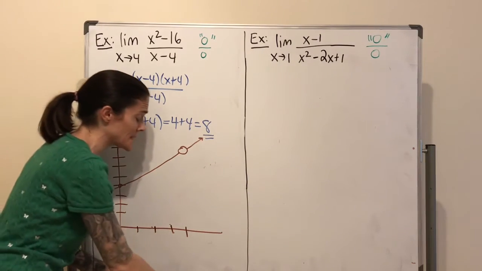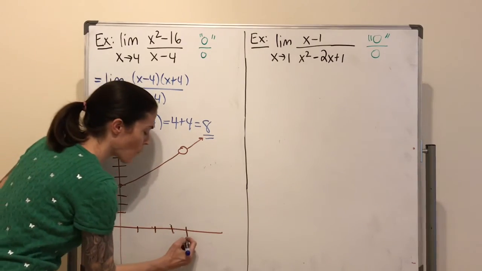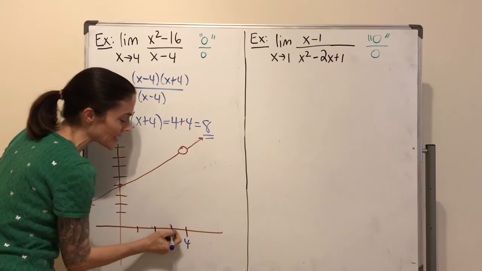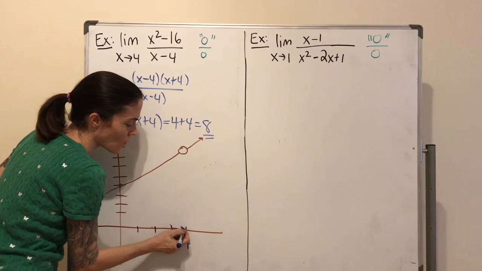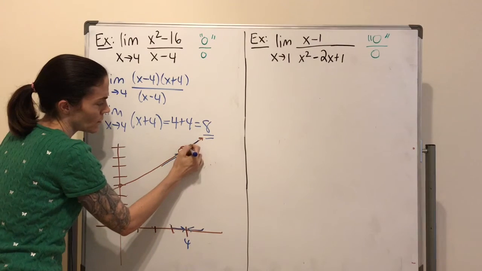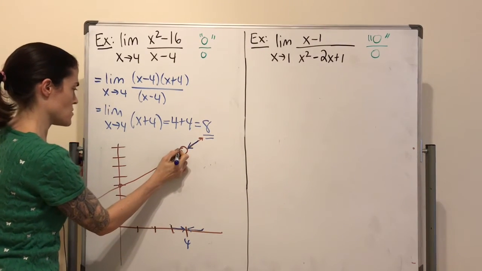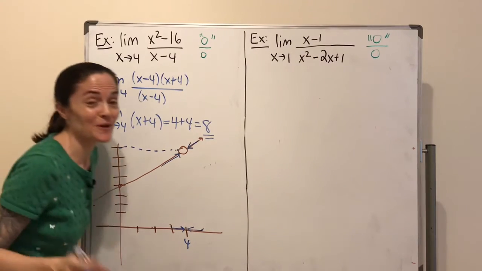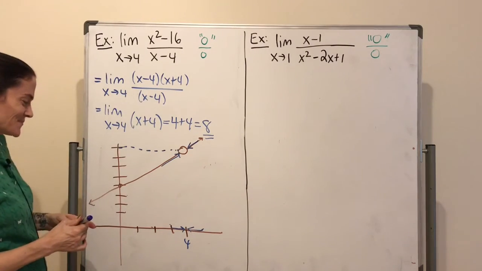But certainly we see here, here's 4. This is a graph of my rational function in black. And as we approach 4, really from the left or the right, we are approaching, well, it's supposed to be up here. If I graphed it correctly, we'd be approaching y equals 8.